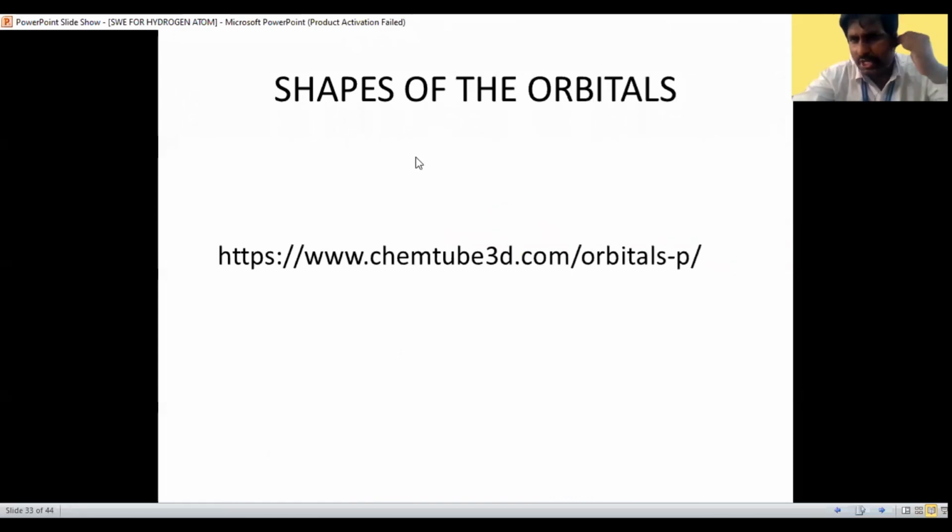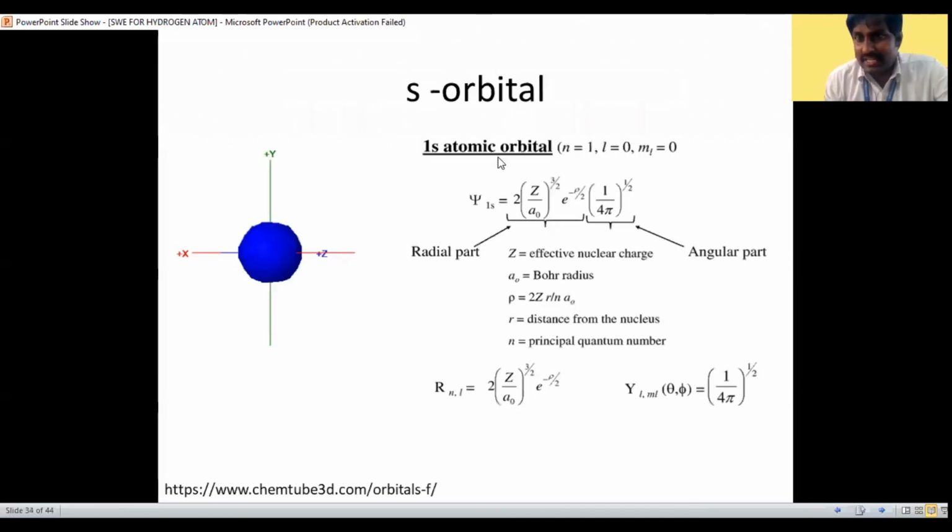Let us see the shape of orbitals. For s orbital, why is it spherical? Just now we saw, the angular part will be a constant and the radial part will be changing. That is the reason it is a spherical thing.